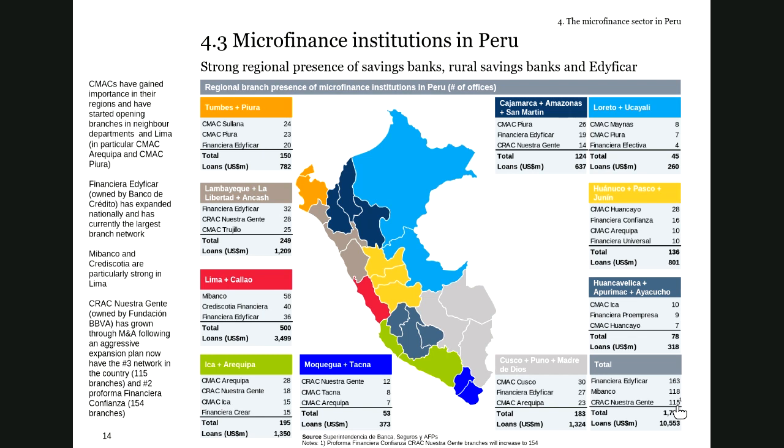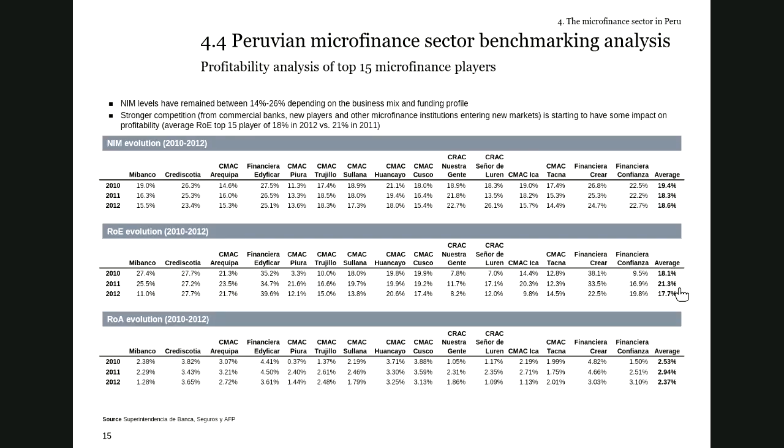And you can see that, for example, Mi Banco had 116 branches, but 58 of them, so almost half of them, were in Lima and Callao, while, for example, Edificar had 160 branches and only 36 in Lima and Callao, so they were maybe more in other provinces. Okay, just to see the level of detail of the analysis.